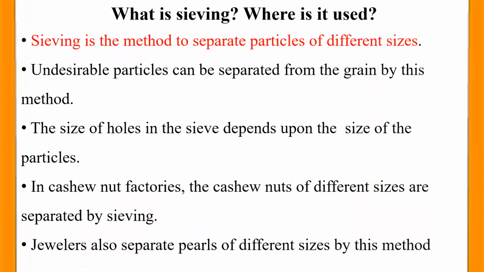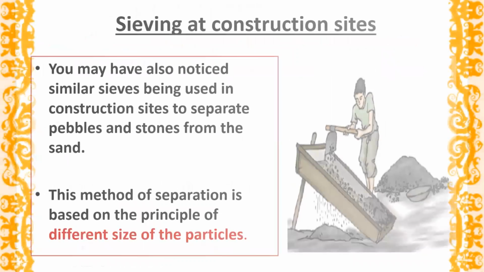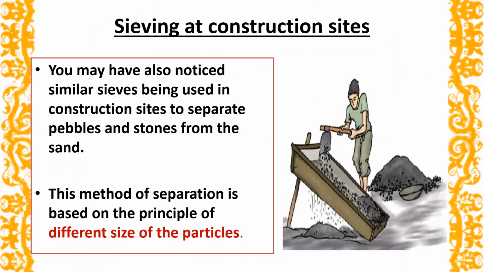Hope you understood this. Now, how is this method helpful to us at construction sites? First point, we may also have noticed similar sieves being used at construction sites. It's a big, slanted sheet. When we pour the material onto it, the useful material automatically comes down and the stones and pebbles remain up. This method of separation based on the principle of difference in size of the particles is known as sieving. Hope you understood that.